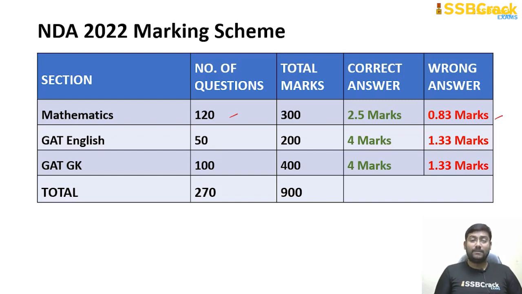As far as your second paper, the GAT paper, the general ability test, is concerned, it is again divided into two sections. The first one is English and the second one is GK. In the English section, you get 50 questions for a total of 200 marks, where each correct answer carries 4 marks, and for every wrong answer minus 1.33 marks are deducted. For GK, there are 100 questions carrying a total of 400 marks. For every correct answer you get 4 marks, and for every wrong answer minus 1.33. So across both papers, Maths and GAT, there are 270 questions for 900 marks.